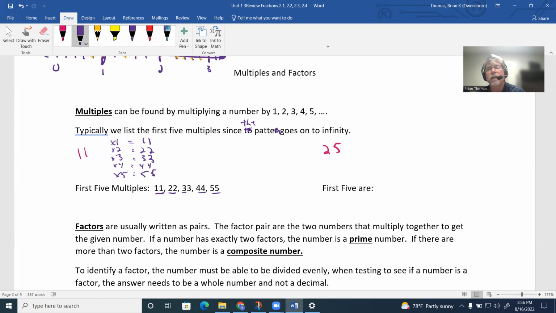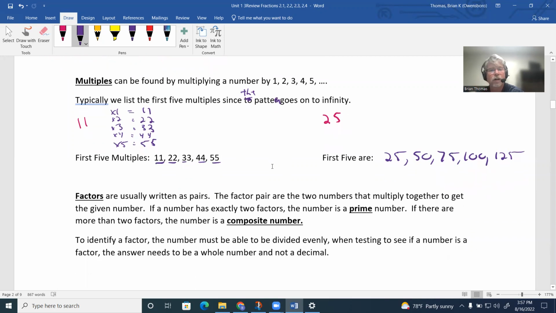So if I want to list the first 5 multiples of 25, since I can't name them all, we know 25 is the first one, and then 2 25s is 50, 75, 100, and then 125 would be the 5th multiple. And again, they do go on and on, but a lot of times we will just list the first 5 multiples. It seems like that helps us solve a lot of the problems that involve multiples.